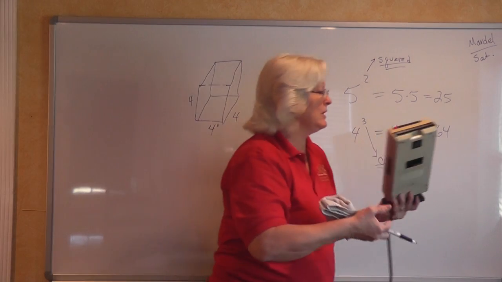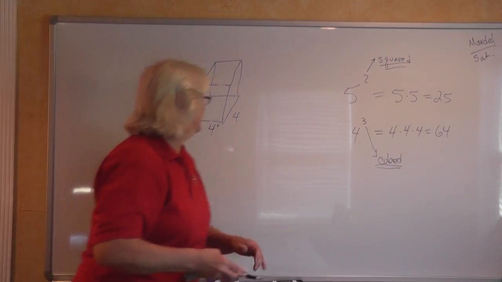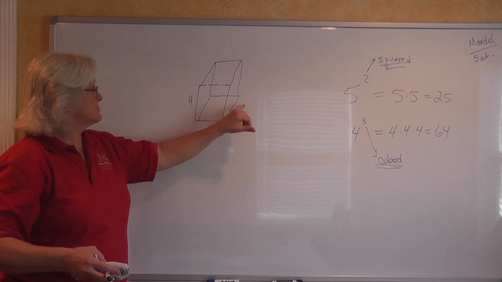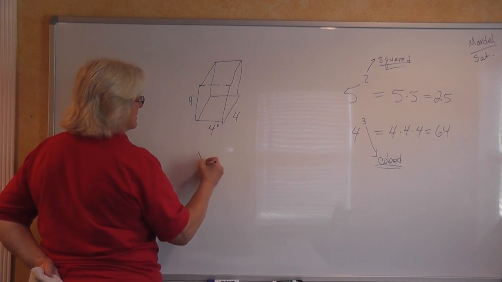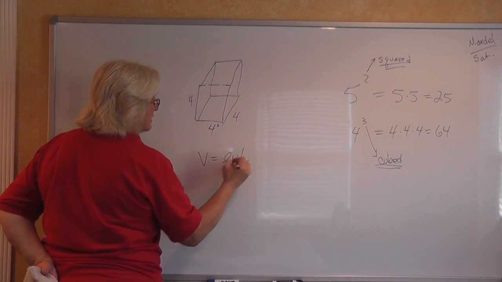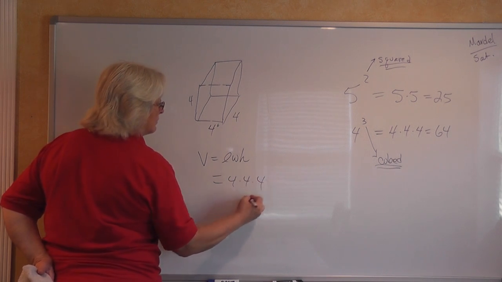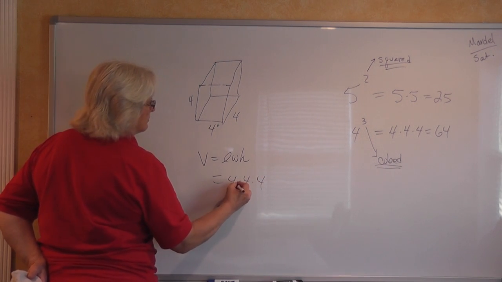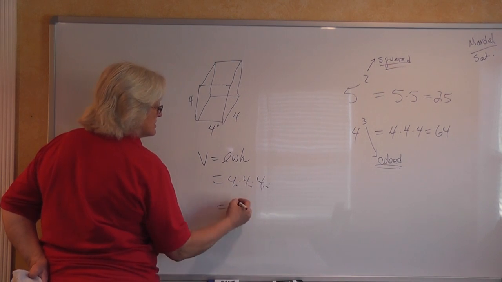So there are three units of measure that are involved in a cube. Length times width times height. How do you find volume? The amount of space that a box takes up. Volume is length times width times height. So you have 4 times 4 times 4. And we'll say this is inches. 4 inches times 4 inches times 4 inches.